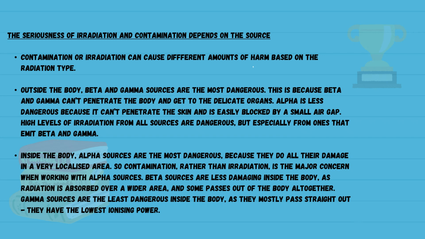High levels of irradiation from all sources are dangerous, but especially from ones that emit beta and gamma. Inside the body, alpha sources are the most dangerous because they do all their damage in a very localized area. So contamination rather than irradiation is the major concern when working with alpha sources. Beta sources are less damaging inside the body, as radiation is absorbed over a wider area and some passes out of the body altogether. Gamma sources are the least dangerous inside the body, as they mostly pass straight out. They have the lowest ionizing power.